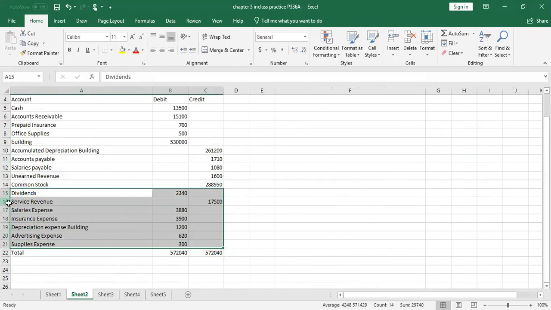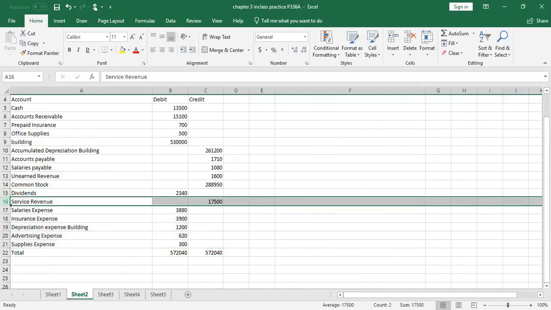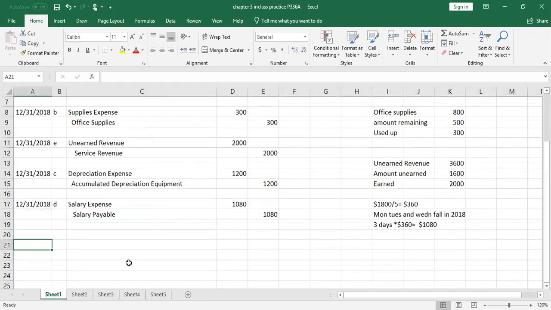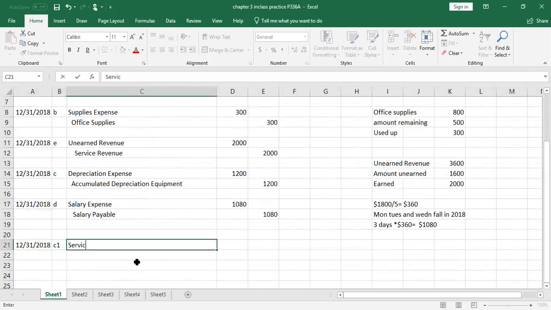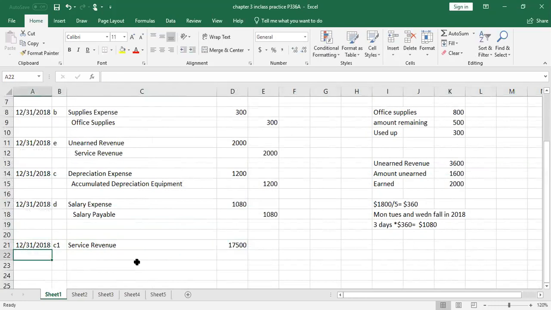So the first thing we want to do is create a journal entry so that once we post it to service revenue, the account will have a zero balance. It currently has a credit balance of $17,500. Well, I'm going to come over to my journal entry sheets, and on 12/31/2018, closing journal entry 1, I'm going to debit the service revenue account for its entire balance. It's the only way I could get it reset to zero. If it has a credit balance of $17,500 and I debit it for $17,500, then the balance will be zero.